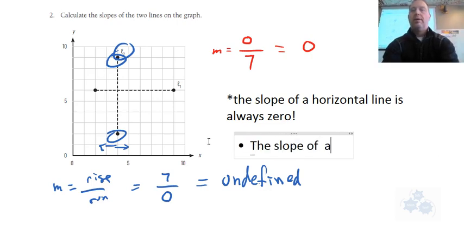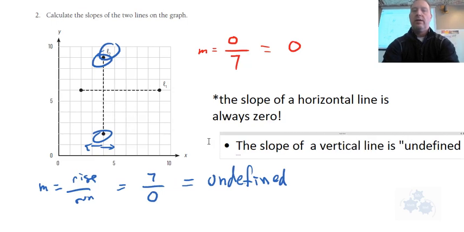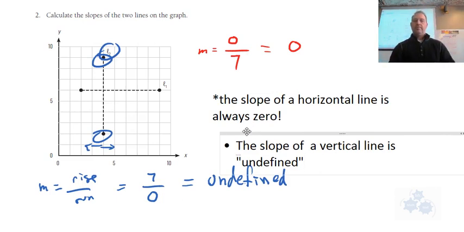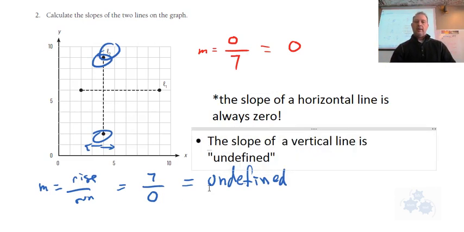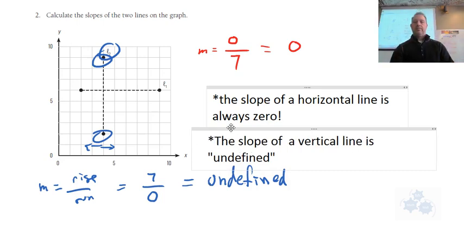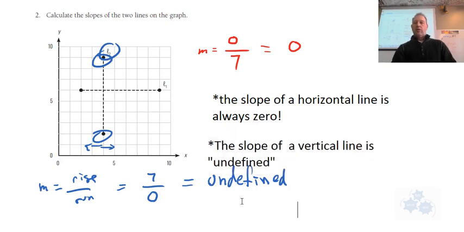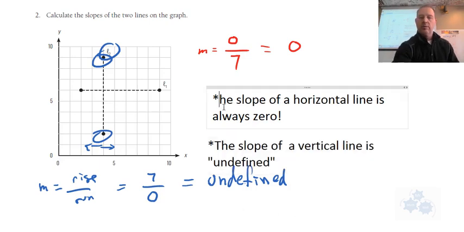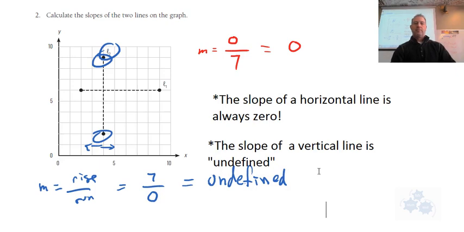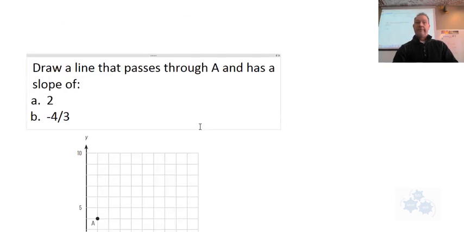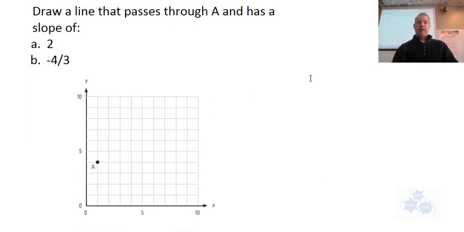The slope of a vertical line is undefined. That's what we're going to call it. Okay? The slope of a vertical line is undefined. I'll make them both capital there. Okay. Got it? Okay. One more type of question before I let you practice this stuff.